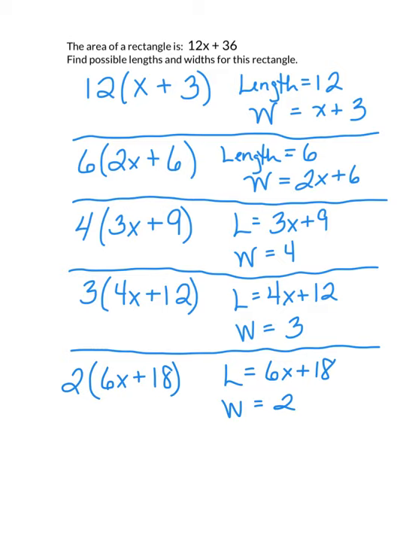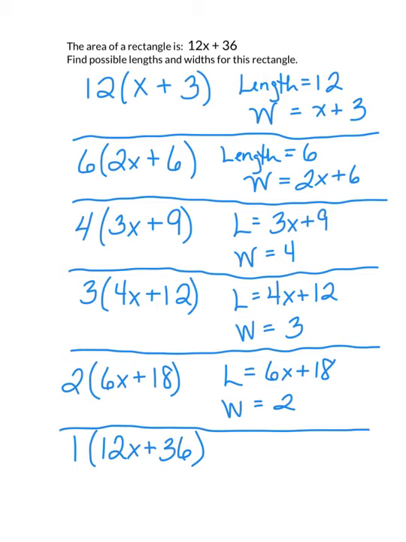And there's one more possibility. We could also divide both of these by 1. So I technically could put a 1 out front, and then in the parentheses I would have 12x plus 36. And I could choose either of these to be my length and my width. Notice, for any of these, if I do the distributive property, 12 times x is 12x. 12 times 3 is 36.